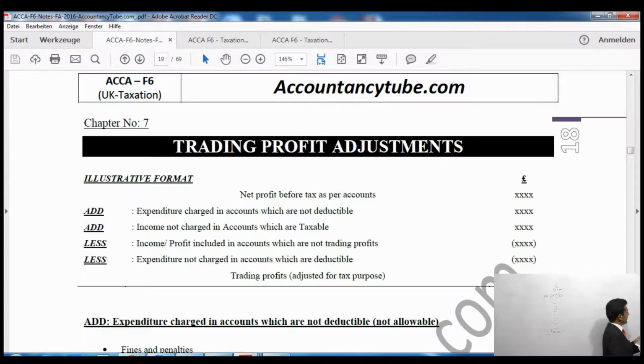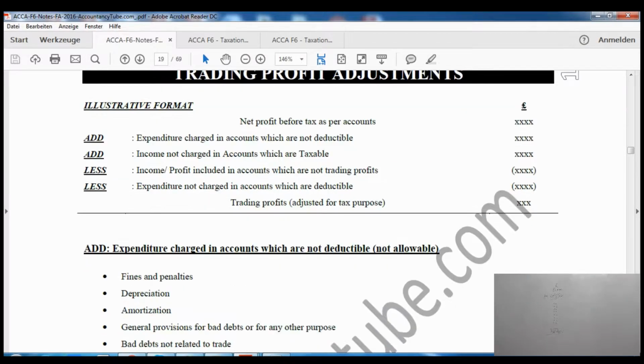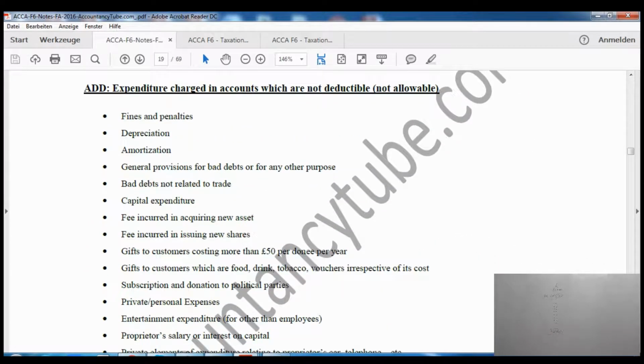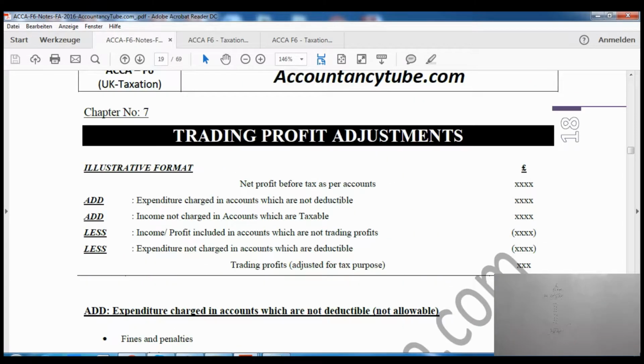So you'll have to remember these things. For example, if 10 items are given in the question, out of that list, say for example, fines and penalties, depreciation, amortization, if you find 10 of these in the question, every single item will earn you half a mark. So these are very, very easy marks, but you just need to learn this list, and that's it. You will secure very, very easy marks.